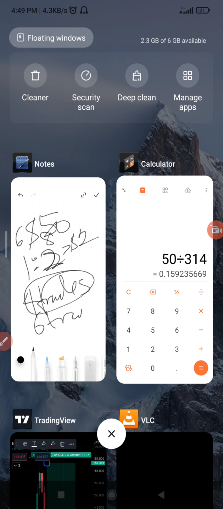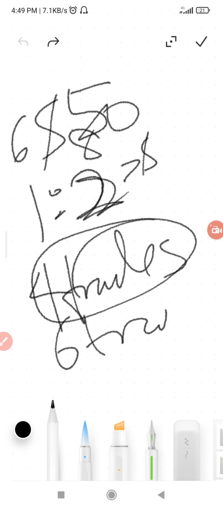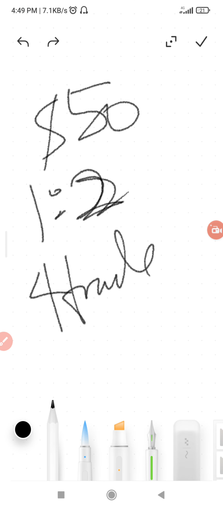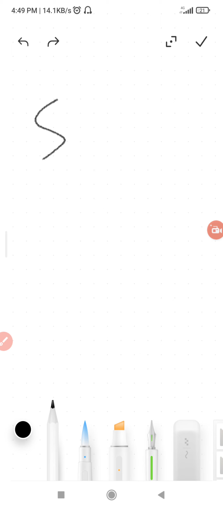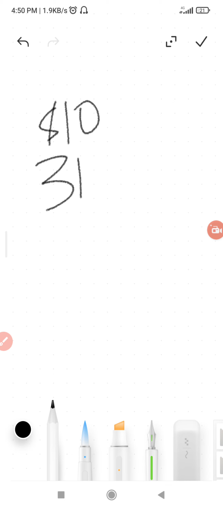Let's take another example so that you can see and get this clearly. Let's take the last example. Now let's assume I have $10 as my risk, and my stop loss is 31.4 pips. That's my stop loss.